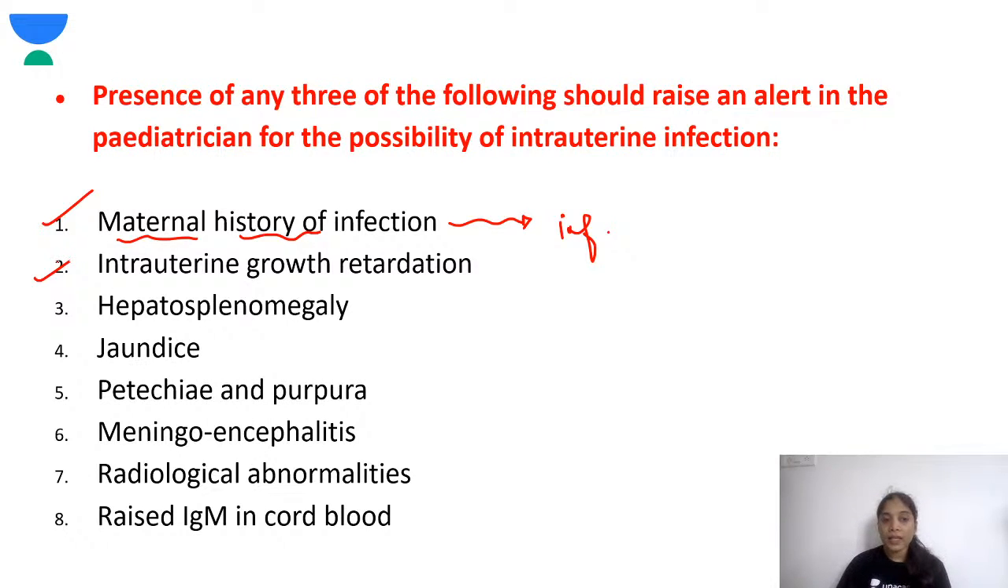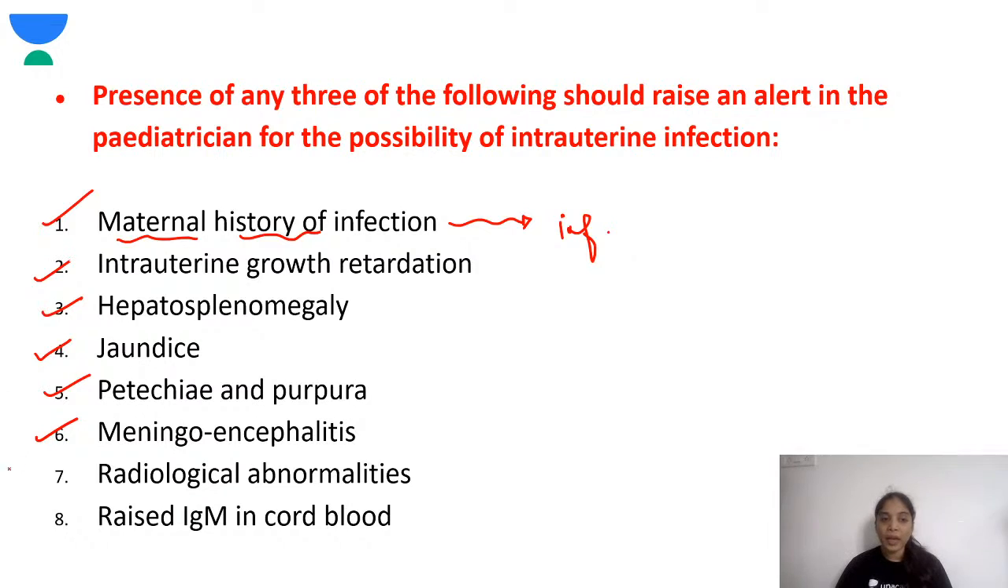The next is hepatosplenomegaly. Most of the intrauterine infections do have hepatosplenomegaly, so that should ring a bell in us. Next is jaundice, and petechiae and purpura. Each disease has a different kind of rash, so when a child is born with petechiae or purpura, it might give you a clue. Meningoencephalitis: as the infection increases in the body, the child might present with meningoencephalitis.